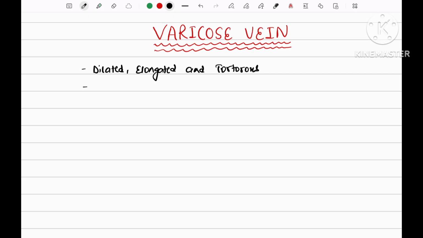So, what are the sites which are very prone for the formation of this varicose vein? The most common site is the lower limb.